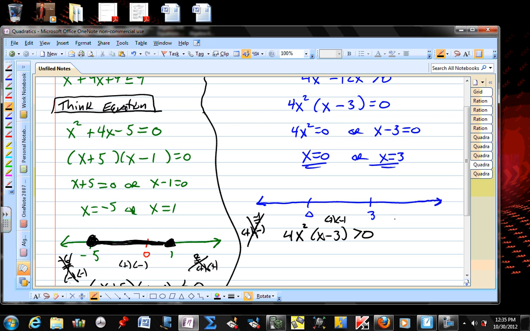Let's pick a number out here to the right. How about positive 4? 4 squared is 16. 16 times 4 is positive 64. 4 minus 3 is positive 1. Positive times positive is positive. Positive numbers are greater than 0. So this is the only region that's true. We need to shade this region. We'll have an open circle on 3 indicating greater than and not equal to. And we'll shade to the right.